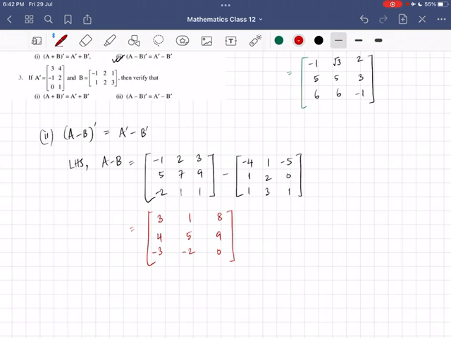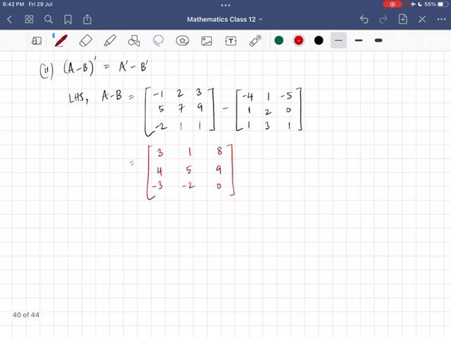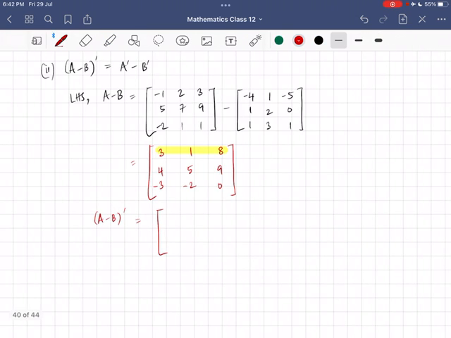Now we have to do the transpose of this. So (A minus B) transpose will be equal to what? We just have to interchange the rows and columns. My first row is 3 1 8, so now it becomes the column 1: 3 1 8. Then we have 4 5 9. Then we have minus 3 minus 2 0. So that's it. This is how we do (A minus B) transpose.